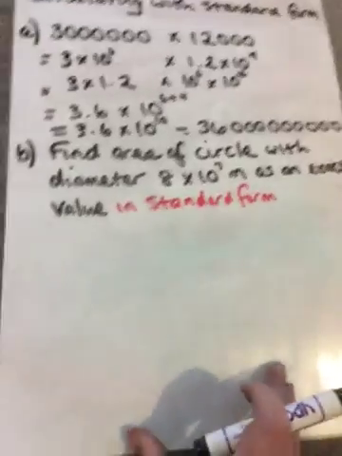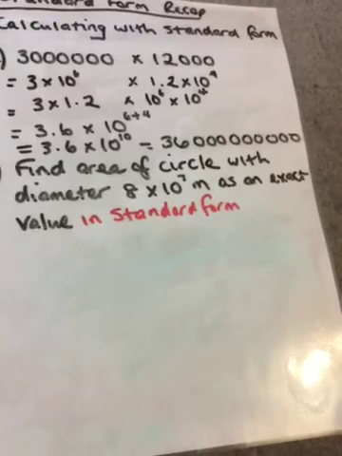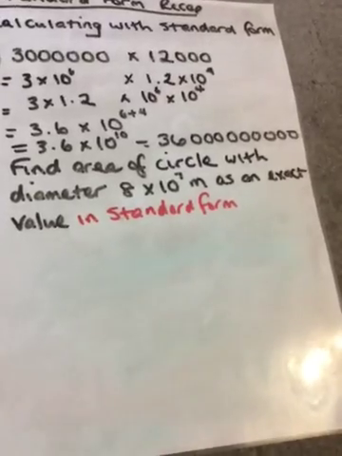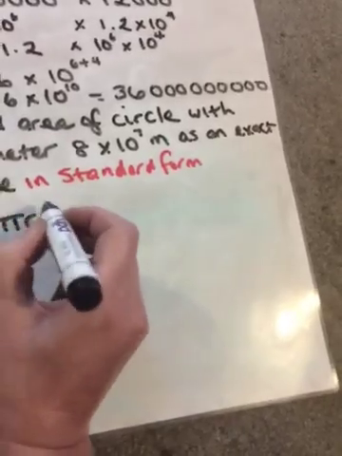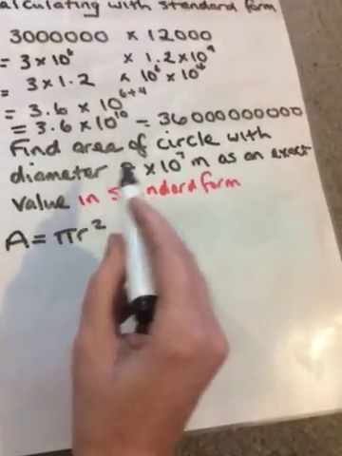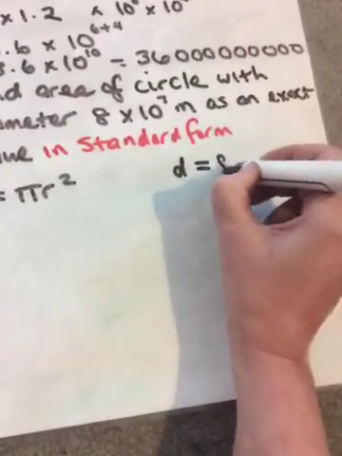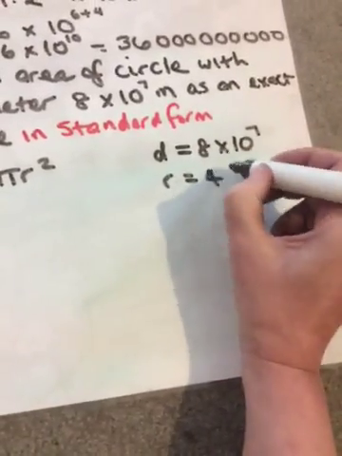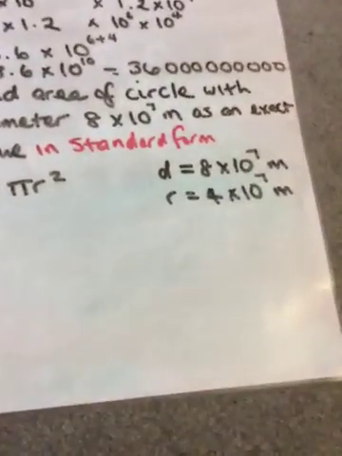Now for the second example here, we've been asked to find the area of a circle with diameter 8 times 10 to the 7 meters as an exact value in standard form. Now we know that the area of a circle is pi r squared. So we've been given the diameter, so we need to work out what the radius is. So if the diameter is 8 times 10 to the 7, then the radius is going to be half of that. And we'll stick units on just to be careful.